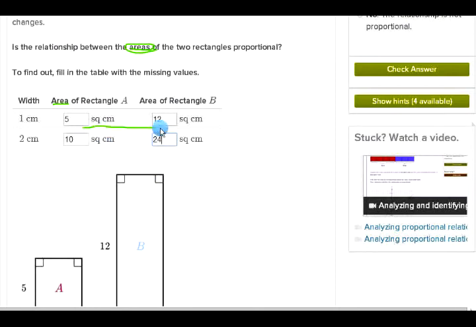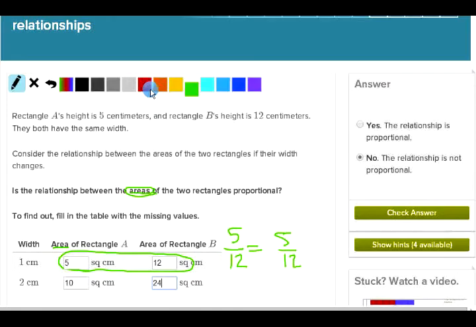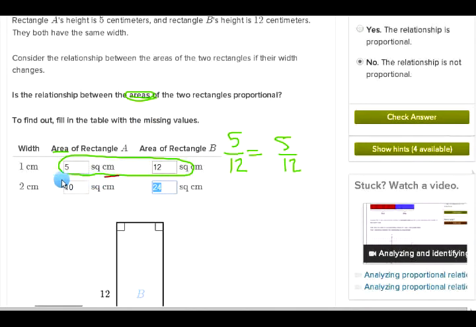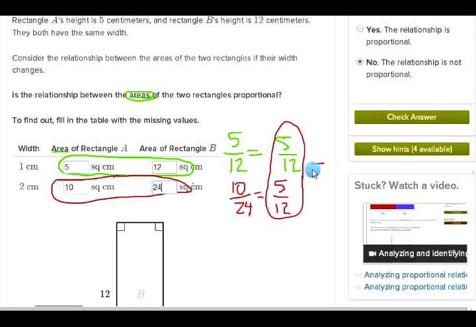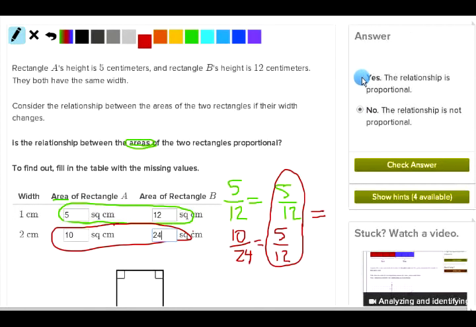So remember, what I can do is take each one of these as separate proportions. This would be 5 over 12. Can I reduce? I cannot, so that's 5 over 12. This is 10 over 24. I can reduce, divide both by 2, I get 5 over 12. And guess what? I have the same constant of proportionality, they are equal. So my answer will be yes. And I got it right.